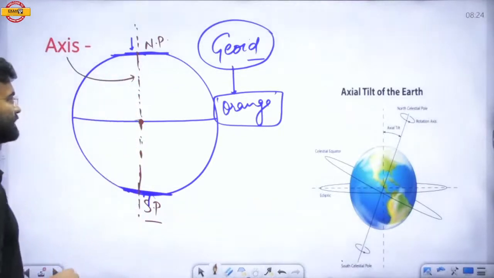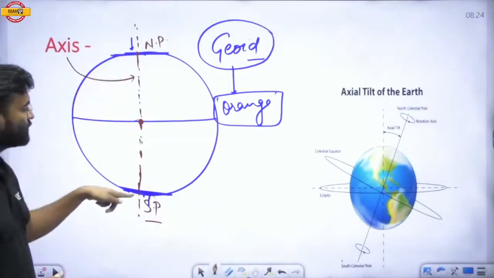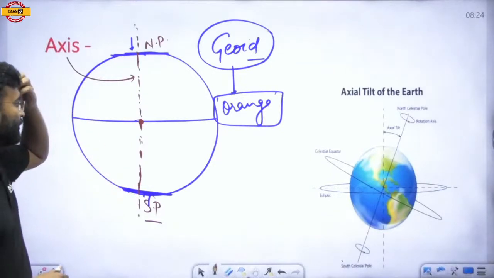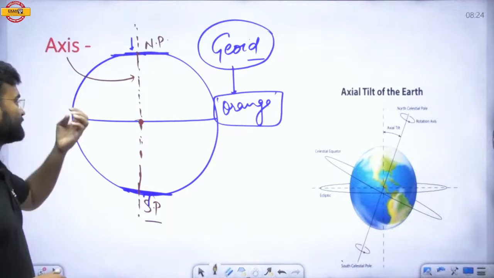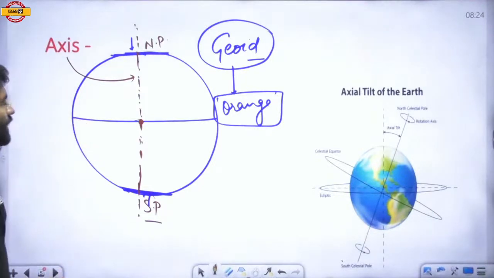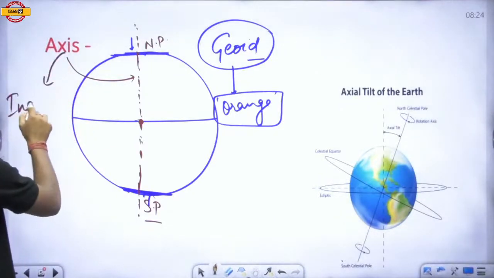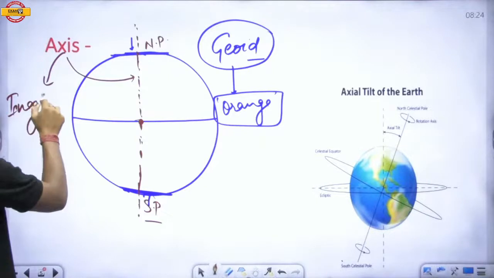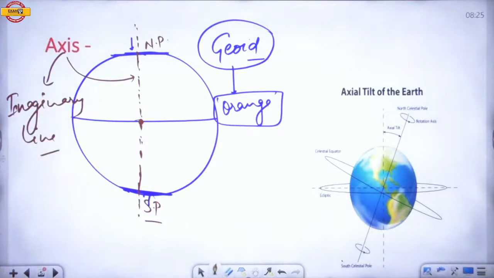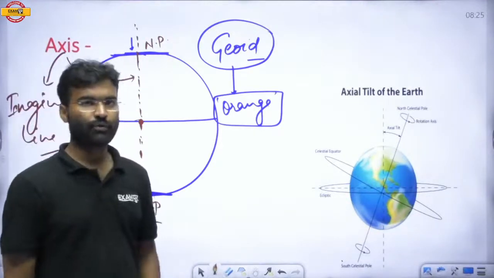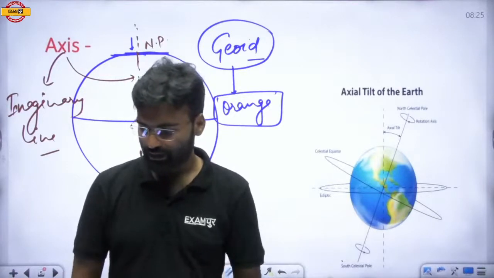So what is the axis? The axis is an imaginary line which joins the north pole to the south pole through the center. So this is the axis, and it is an imaginary line. I think it is clear. And what is the tiltedness of the Earth on its axis?